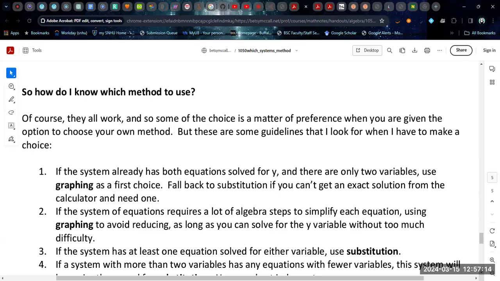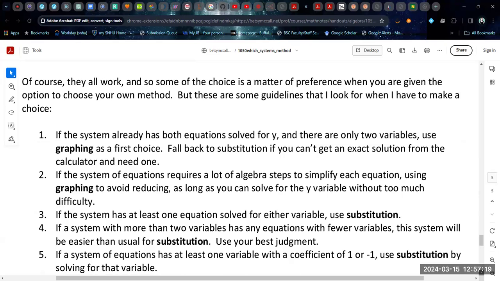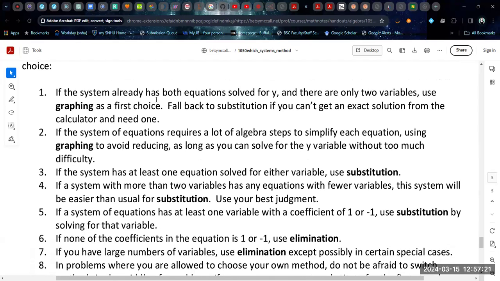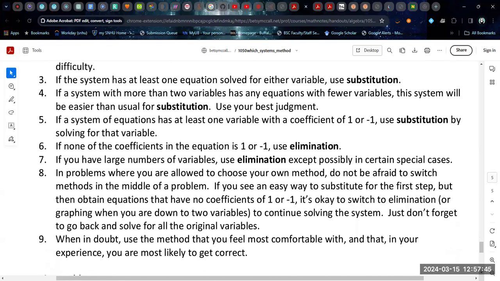And so just some general notes on how to choose the best method. If the system already has both equations solved for y, and there are only two variables, graphing is a good first choice. Fall back on substitution if you can't get an exact solution from the calculator and need one. If the system of equations requires a lot of algebra to simplify each equation, you may use graphing to avoid reducing, as long as you can solve for y without too much difficulty.